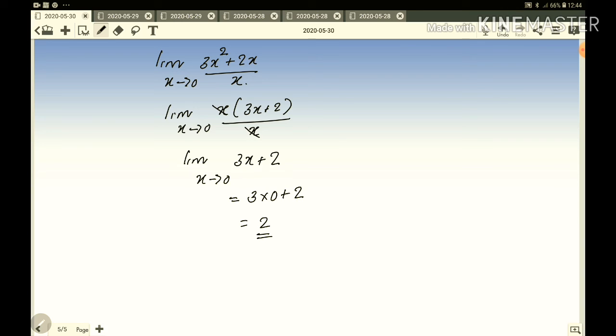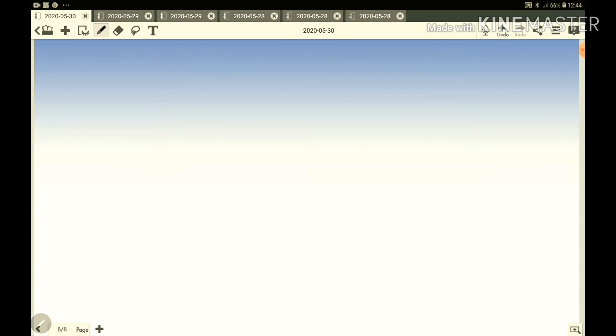Let me do one more question to make it more clear. That is limit x tends to 1, x square minus 1 divided by x minus 1. Here also I can see a problem. When I replace x with 1, look at the denominator: 1 minus 1, so it's going to be 0. So it's going to be undefined. The denominator must not be 0, right?